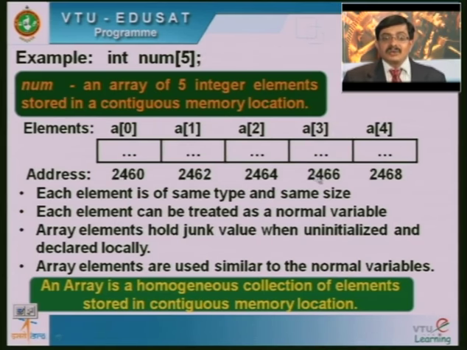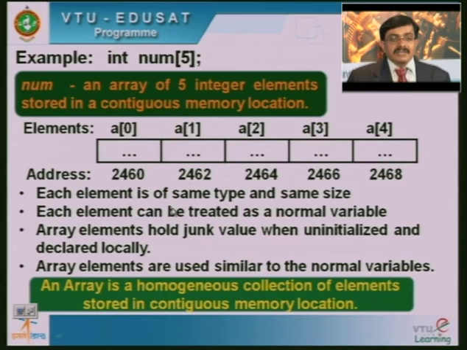Then, array elements hold junk value when uninitialized and declared locally. This is similar to the automatic or local variables that you use normally. If I declare a variable without any initialization, locally, that is within a block, then the default value it holds will be a junk value, or sometimes we may call it a garbage value. Whatever memory content is present there will be displayed, and that is irrelevant to our program variable. So we call that a junk value or garbage value.